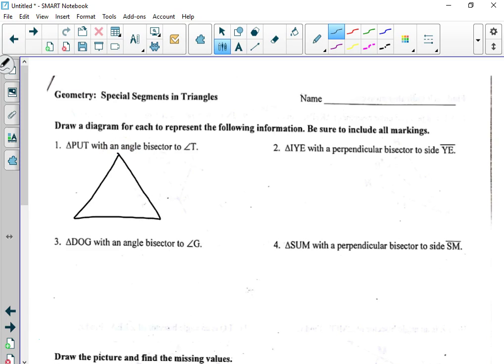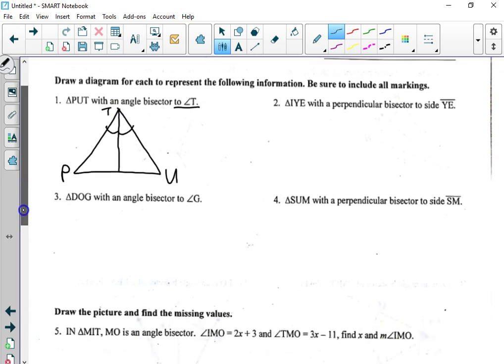Now it says angle bisector to T, so I'm going to put that one on top, just because it's easier to bisect from there, I feel. Doesn't matter where the P and the U is. I just need to draw this and cut it to look somewhat equal like that. And that's it. We're just showing what it looks like. Now I'm going to skip to 3.